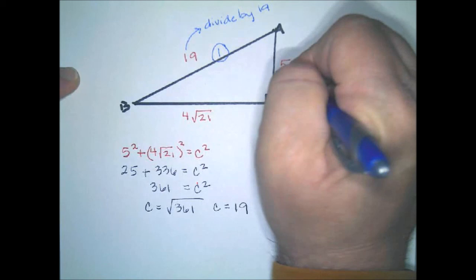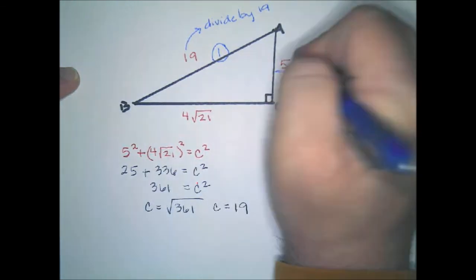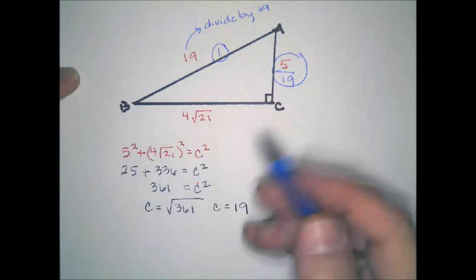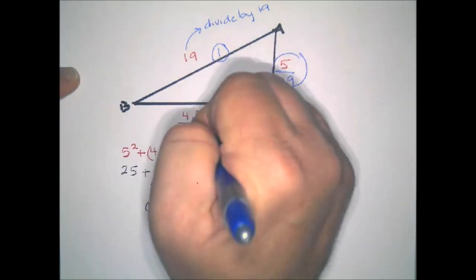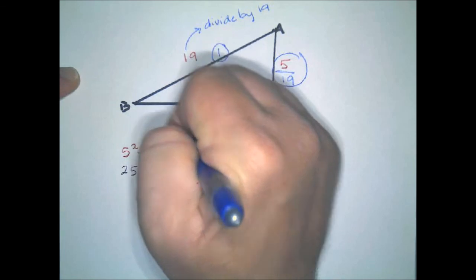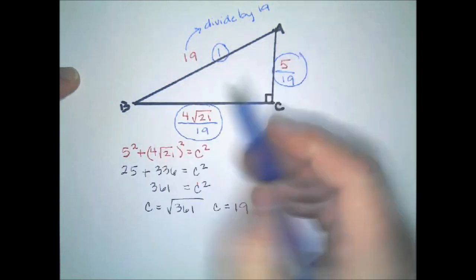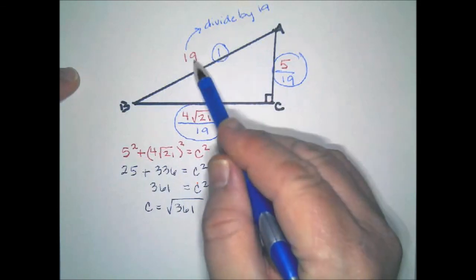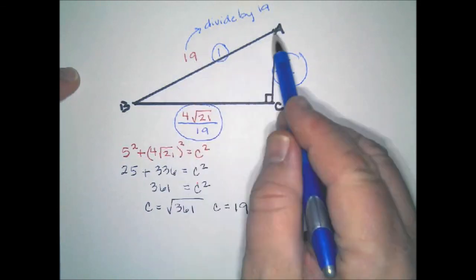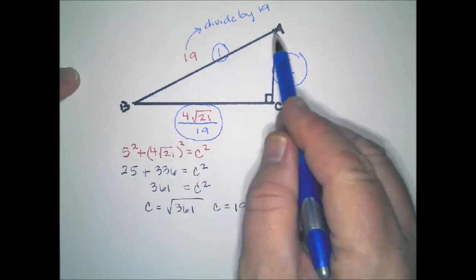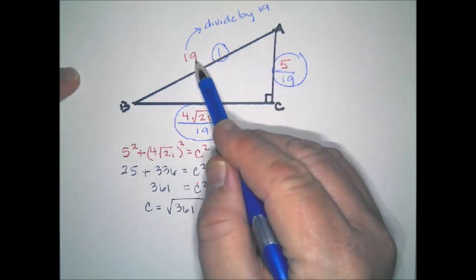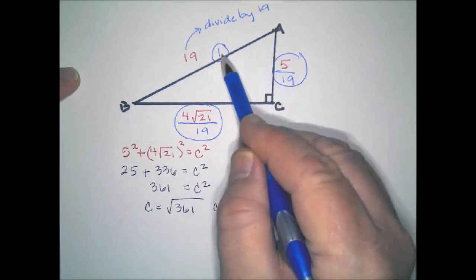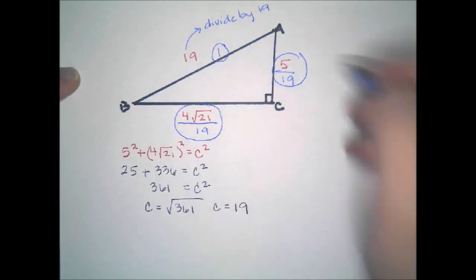but that'll turn this into 5 over 19. And that'll turn this into 4 square root 21 over 19. So that's all we're doing when we're turning this hypotenuse into the value of 1. All we're doing is we're saying what is the length of the hypotenuse, and then we're just dividing it by that number because I want it to be a standardized unit of measure. I want that to equal 1.